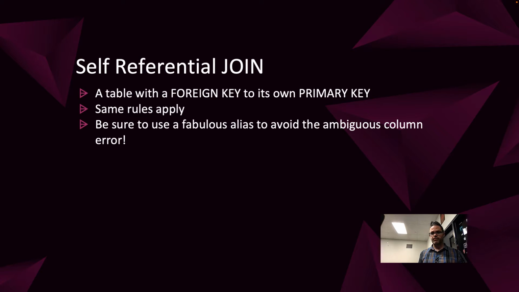Now, the same rules apply for the join on sequence. However, it's really explicitly important that when we use our alias, that we use a good one. We have to easily keep track of what we're talking about. Otherwise, we're getting really confused as to how we actually do this. So make sure you make a good alias to avoid the ambiguous column error.